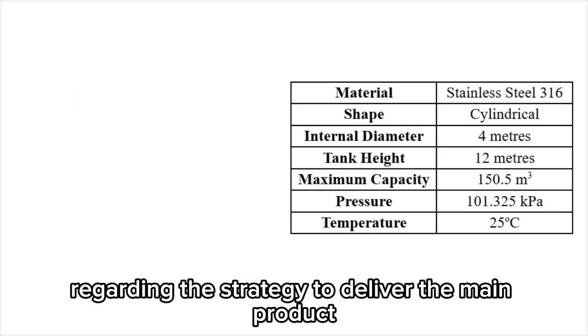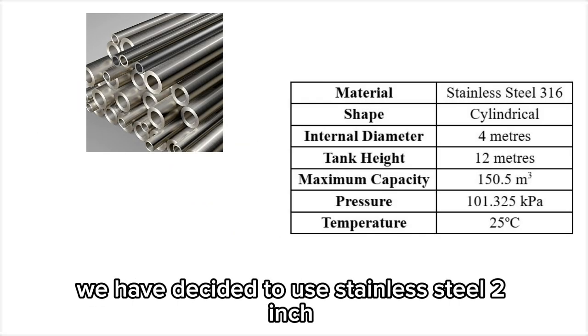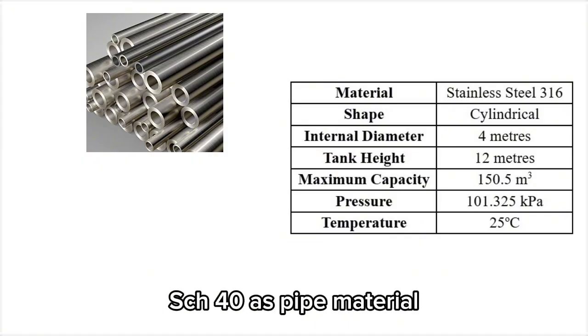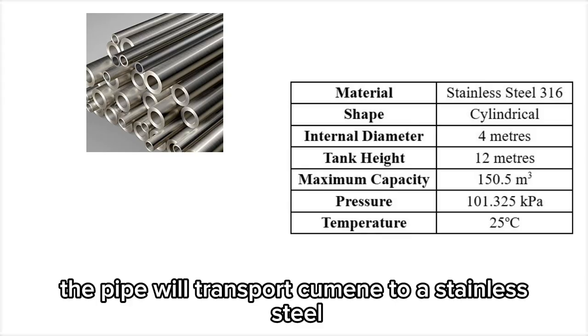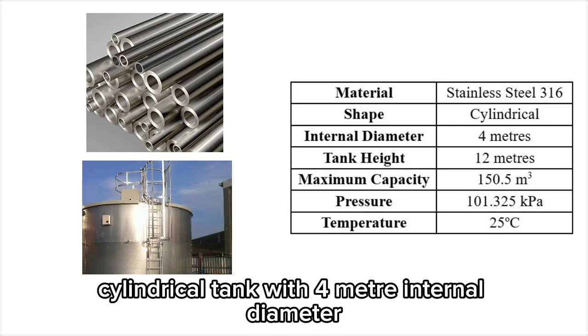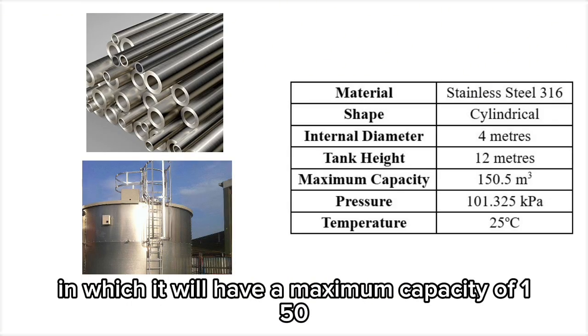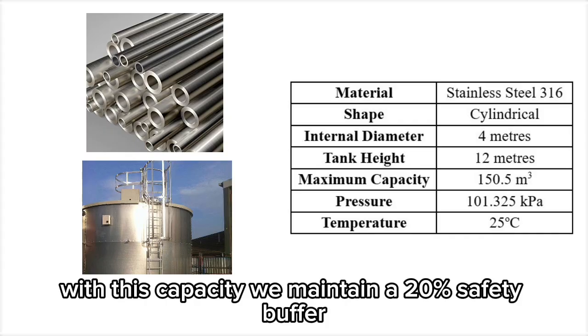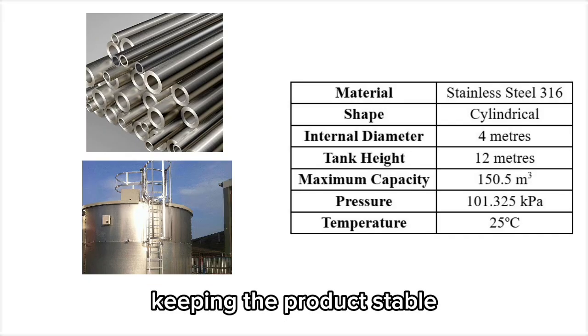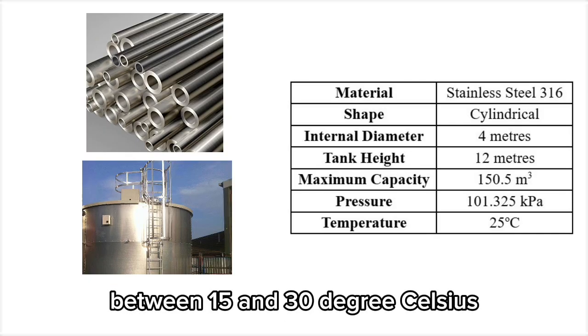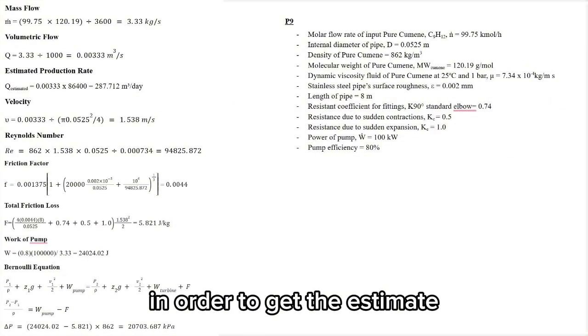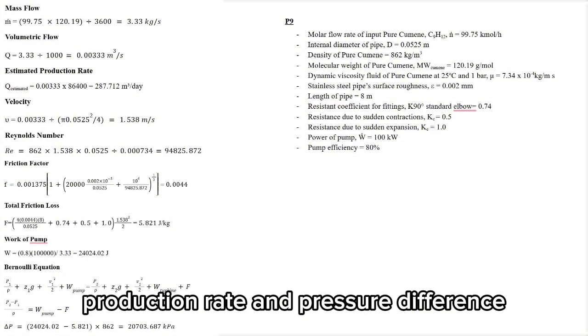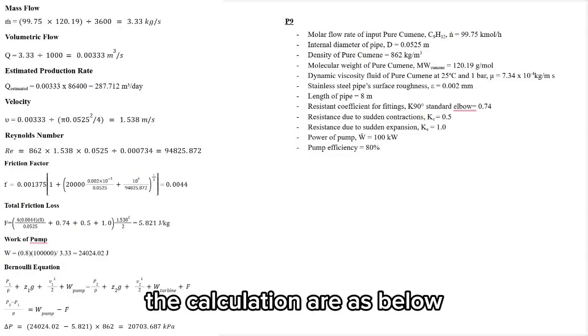Regarding the strategy to deliver the main product, we have decided to use stainless steel 2-inch SCH40 as the pipe material. The pipe will transport cumene to a stainless steel cylindrical tank with 4 meter internal diameter and 12 meter height, which will have a maximum capacity of 150.5 cubic meters. With this capacity, we maintain a 20% safety buffer, keeping the product stable between 15 and 30 degrees Celsius. In order to get the estimated production rate and pressure difference, the calculations are as below.